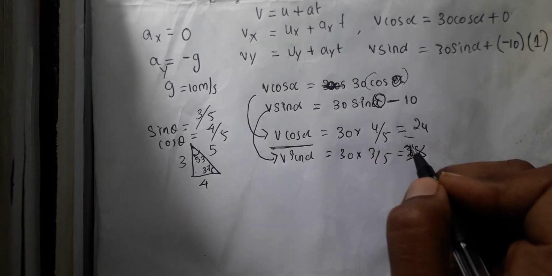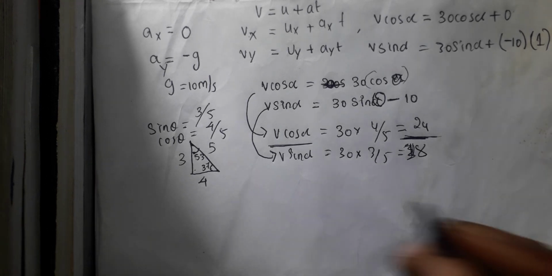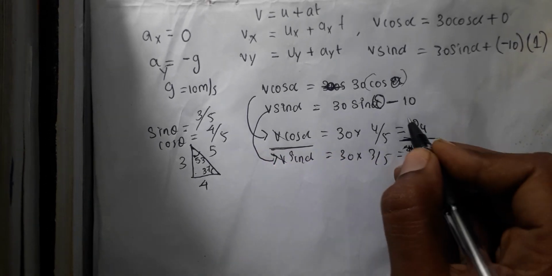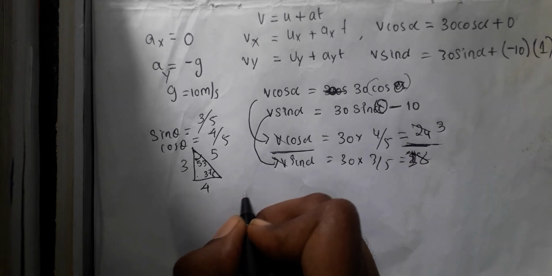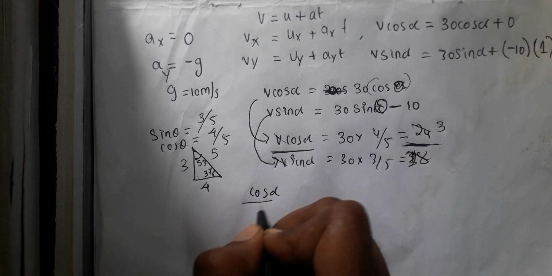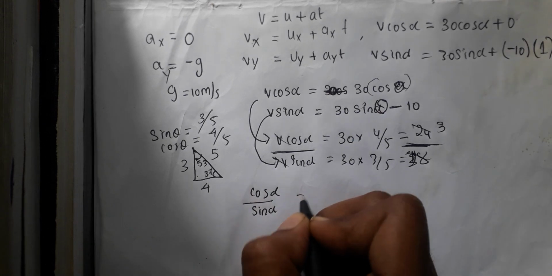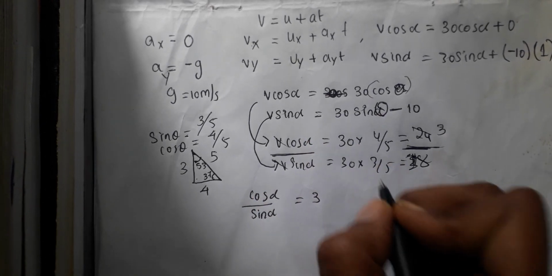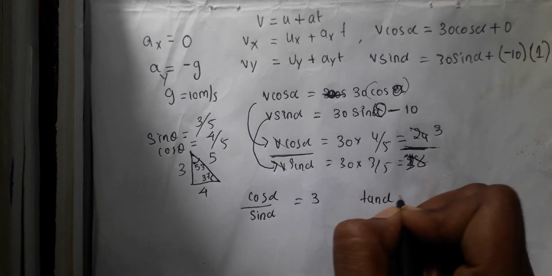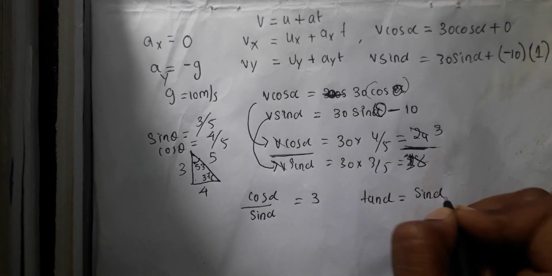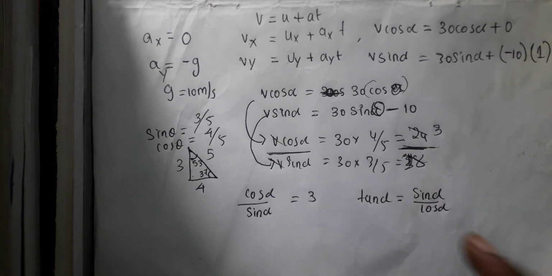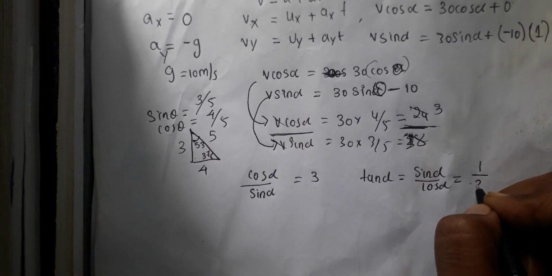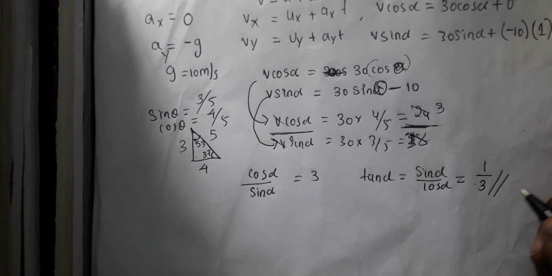So 24 by 8, the v will get cancelled, and 8 is a factor of 24, it's 3 times. So cos alpha by sin alpha is equal to 3. What we actually need is tan alpha, and tan alpha is sin alpha by cos alpha. So sin alpha is 1 and cos alpha is 3. The final value for tan alpha is 1 by 3.